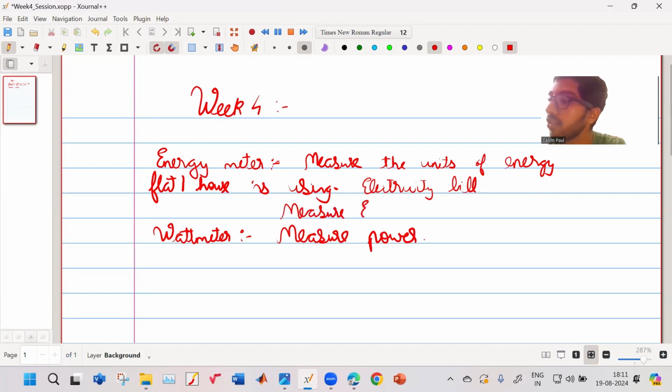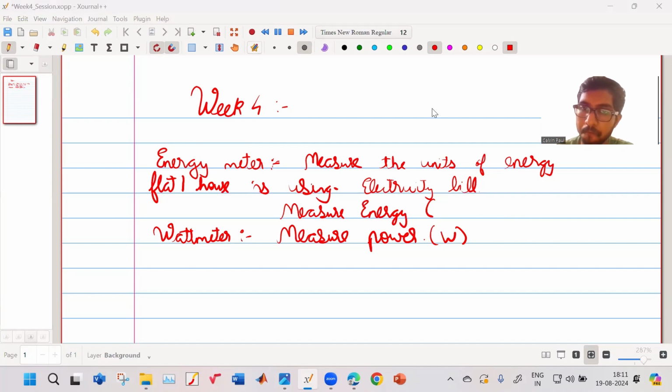So what is the unit of power? Unit of power is watts. What is the unit of energy? Anyone has any idea? Volt ampere, sir. Volt ampere? No. Volt ampere is actually your apparent power.